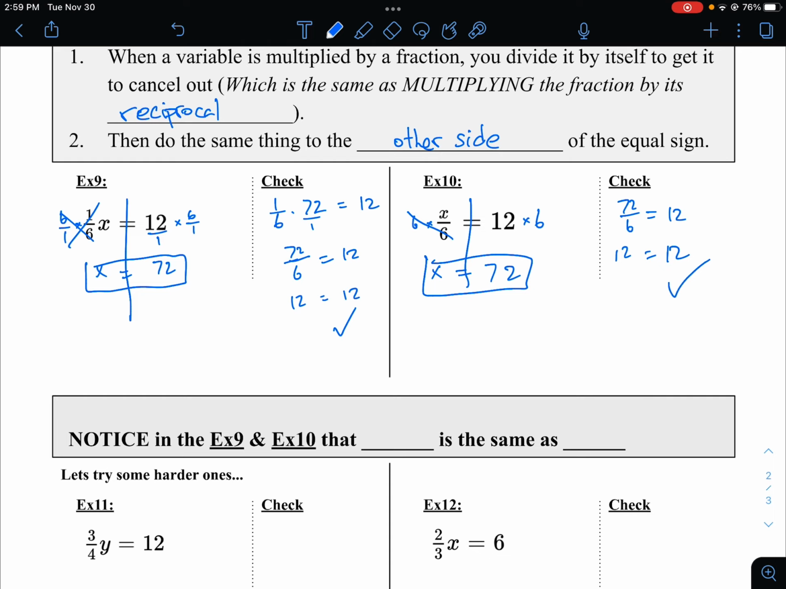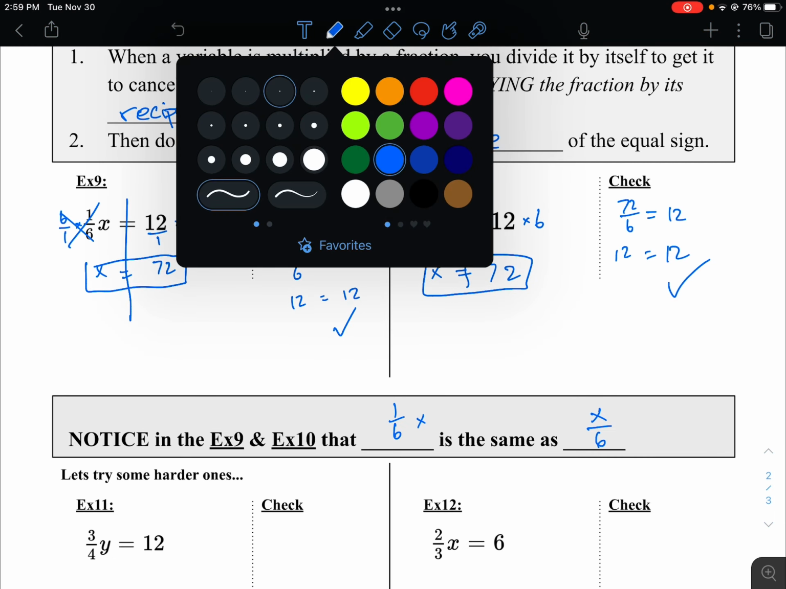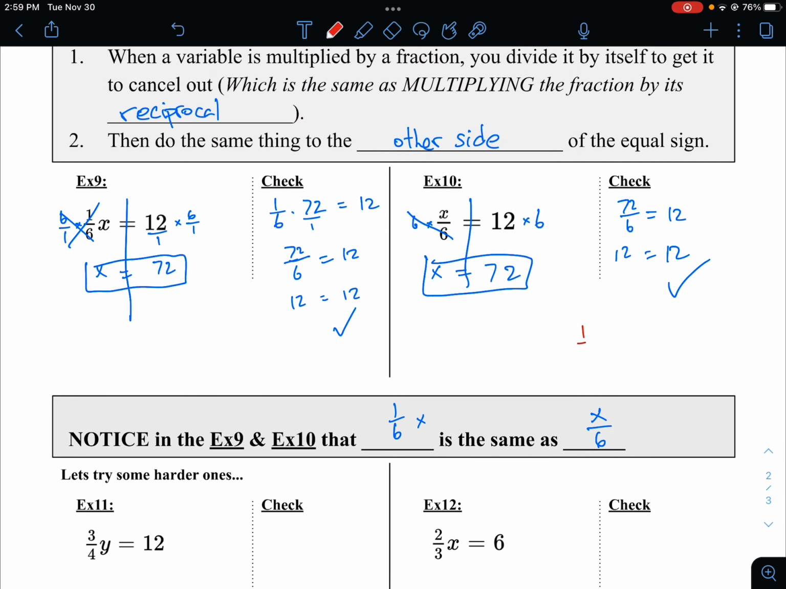What do you notice about 9 and 10? We notice that basically 1/6 x is the same thing as x over 6. Now, if you think about it, I'm going to kind of do it on the side. If x was a number, like 12, for example, 1/6 times 12 would be the same thing as 12 over 6.